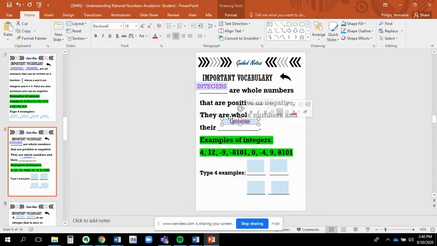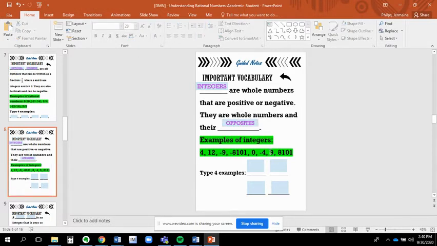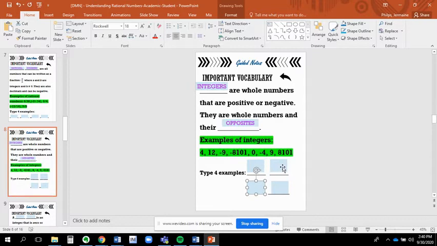So below we see some examples of integers, and we use some examples of that number and their opposite. 4 and the opposite of 4, -4. Both of these numbers are integers because they're both whole numbers, except one's positive and one's negative. And you have 12, 9, on and on. So on your own, come up with 4 examples of integers.